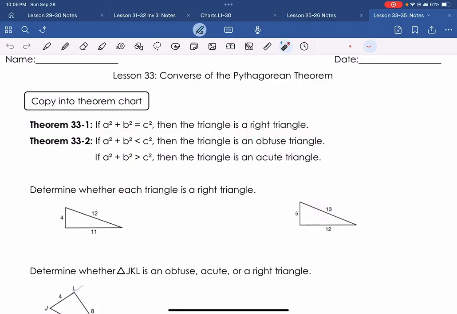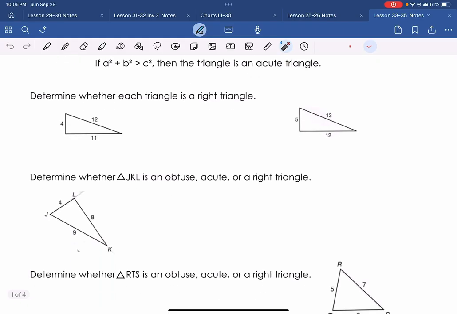Now, if the c squared is bigger, then the triangle is obtuse. If the c squared is smaller, then it's an acute. So far, we've only been working with right triangles that are exact. So it's always equaled. Okay, let's look down here where it says determine whether each triangle is a right triangle. So we're going to say yes or no. We're only going to say yes if it equals.